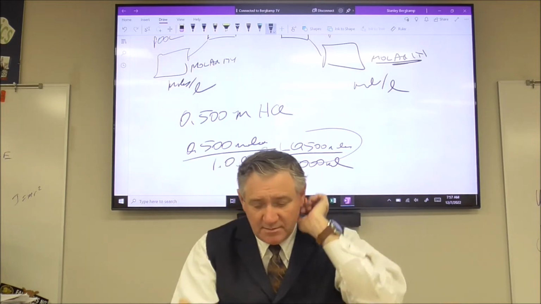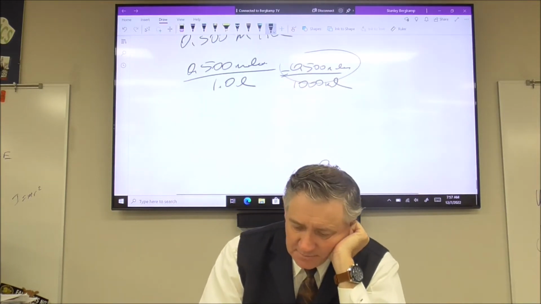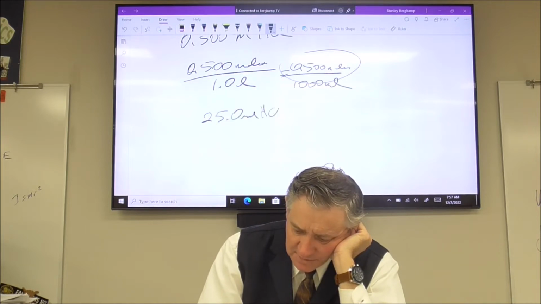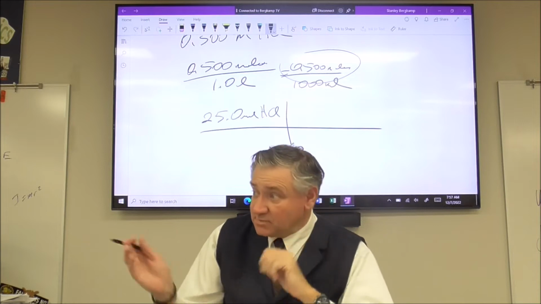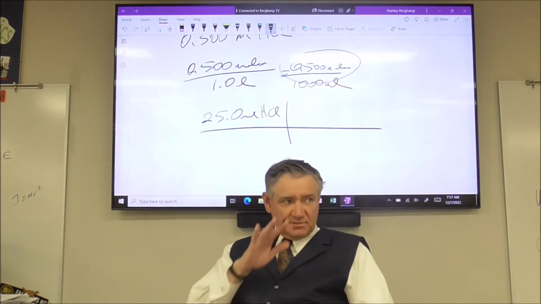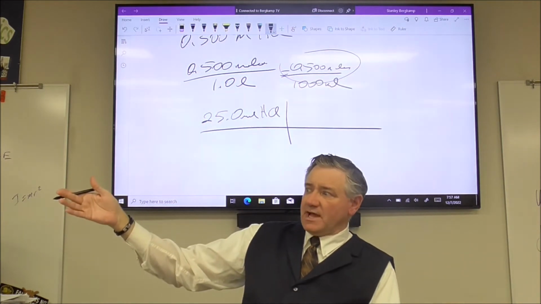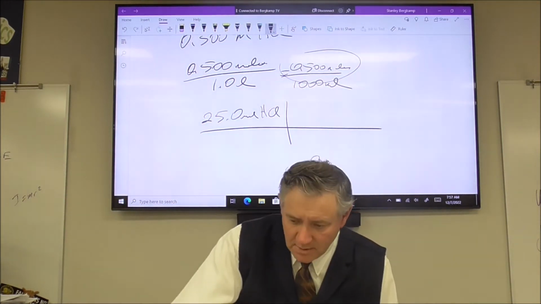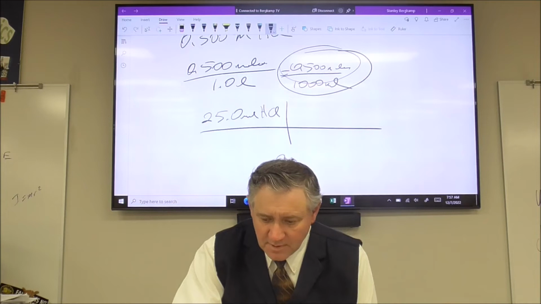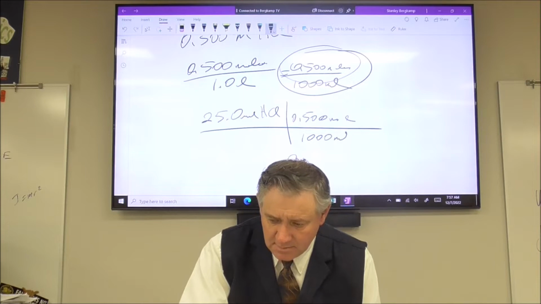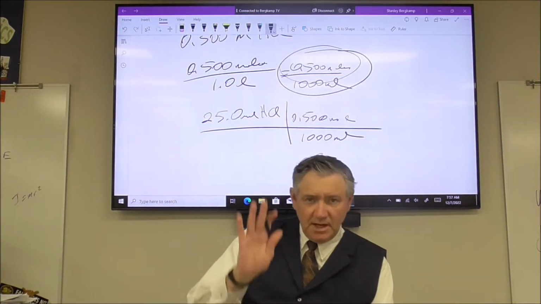Now, there's two ways you can do this. This is what I would recommend. I'd start off again and go, okay, I have 25 milliliters of hydrochloric acid. That's what I'm given, what I'm starting with. I've got to get rid of the milliliters of hydrochloric acid. Well, I know this is my ratio: 0.5 moles per 1,000 milliliters. Now look what happens.